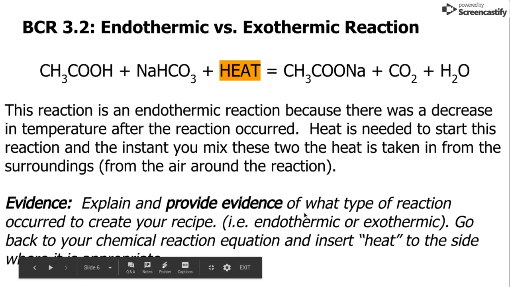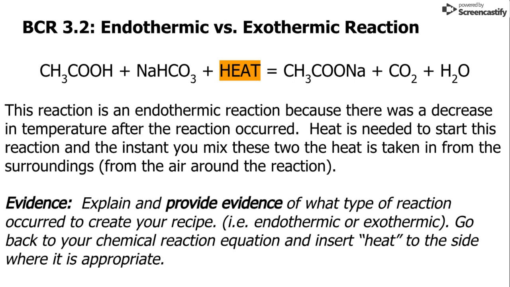So my explanation is this reaction is an endothermic reaction because there is a decrease in temperature after the reaction occurred. Heat is needed to start this reaction. In the instant when you mix these two, the heat is taken in from the surroundings, from the air around the reaction, which then starts it, causing the reaction to occur. Okay, so again, yours is probably going to be different. So what is your reaction? Explain that, and then also put heat in your equation, very similar to what you did in your endothermic exothermic lab. Okay, so this is all that you need to do.